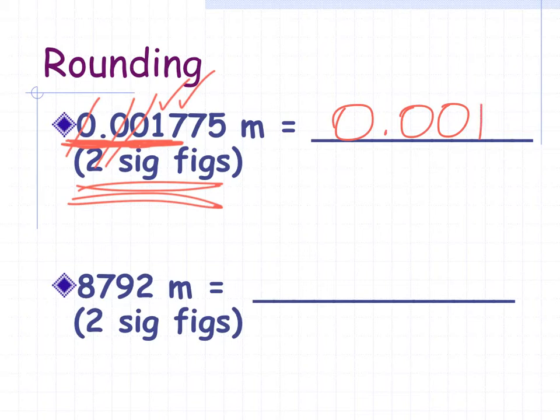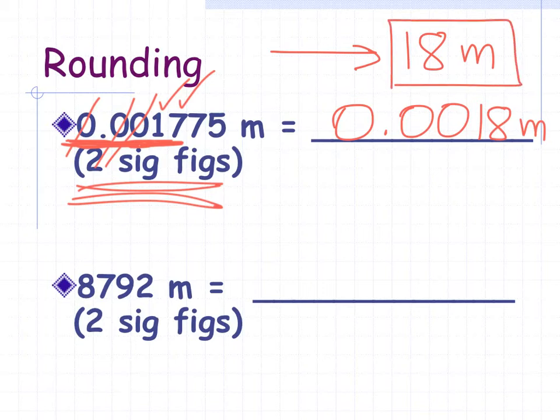0.001. The 7 has to look to the other 7, and since it's above 5, it has to round up to 8. Now, some of you may be wondering, you just crossed out those zeros, and they only wanted 2. So why didn't you just write 18? Well, if you look at this number, I didn't run a distance of 18 meters. I only ran a distance of 0.0018.